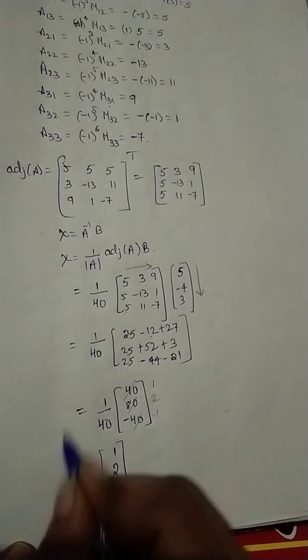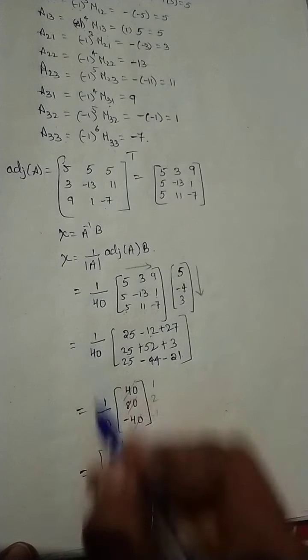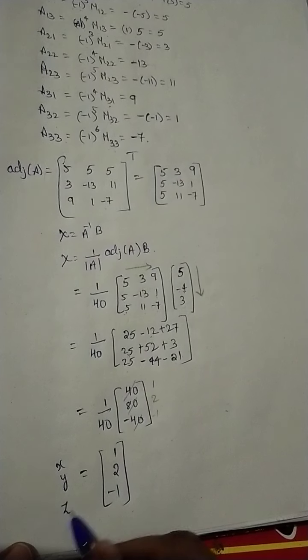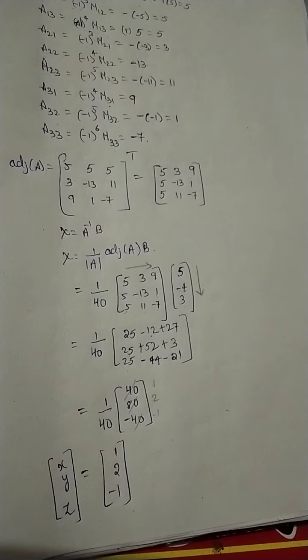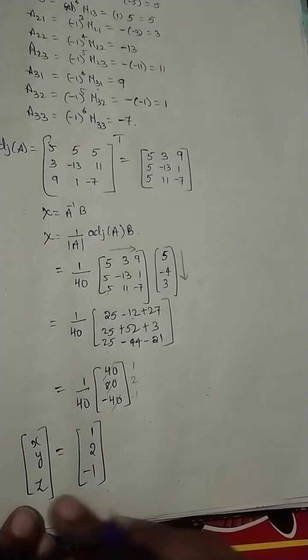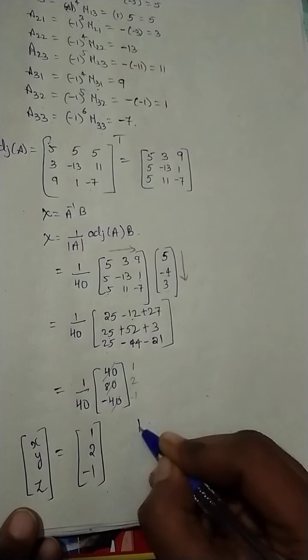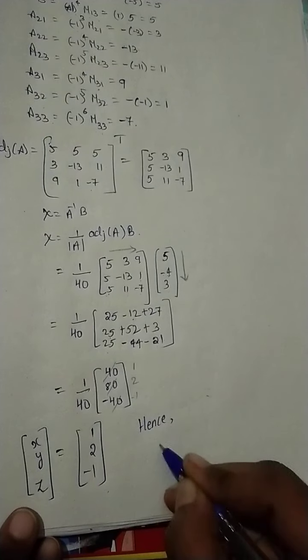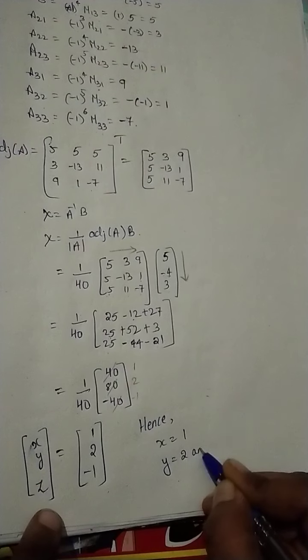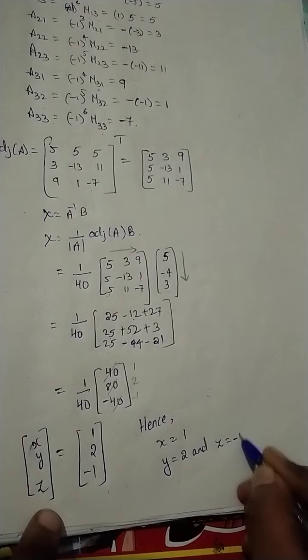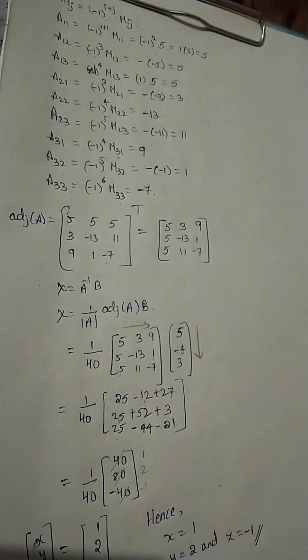That is equivalent to our X. What is our X? X, Y, Z. Okay, so this is how we have to calculate the values of X, Y, Z. At the end you can write: hence X equals 1, Y equals 2 and Z equals minus 1. So this is how you have to solve the given linear equation problem.